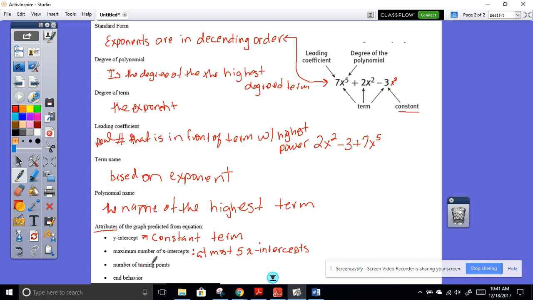We're also going to be looking at turning points. I'll show you what that is in just a second when we go back and look at a graph. A turning point. This one right here can have at most 1 less than the degree of the polynomial. So for this one, it would have at most 4. This one right here, the maximum number of x-intercepts will be n, the degree of the polynomial.